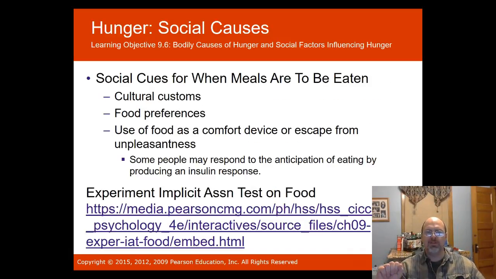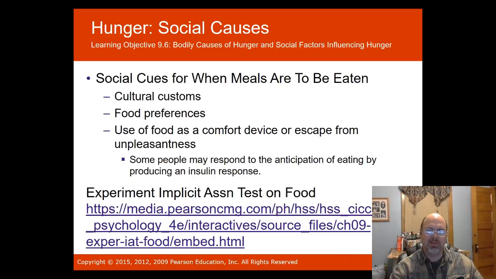Our culture has certain social cues for when meals are to be eaten. We have cultural customs to eat. Now, some people do breakfast, lunch, and dinner. When I was in Wisconsin, it was breakfast, dinner, and supper. There's cultural customs of when we should eat. There's preferences of what's healthy. People in the United States do not have as healthy a diet as other countries. We tend to like a lot of our junk food.